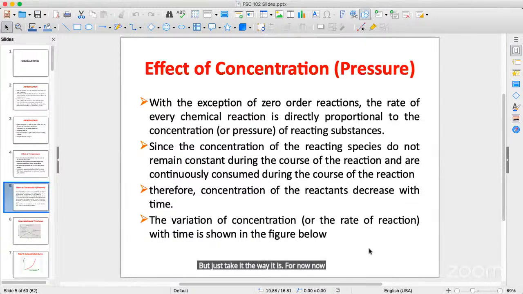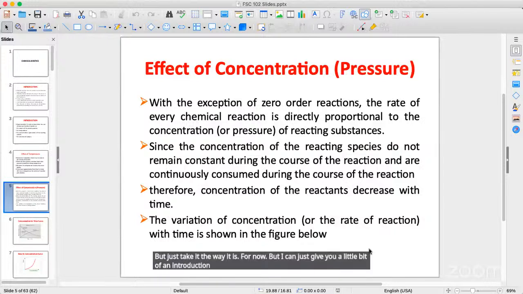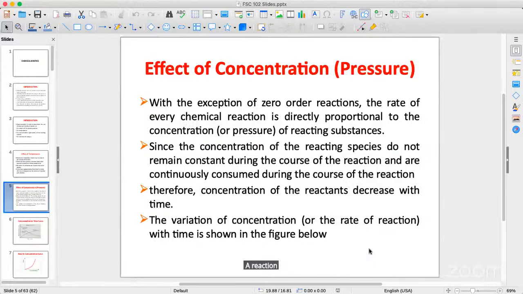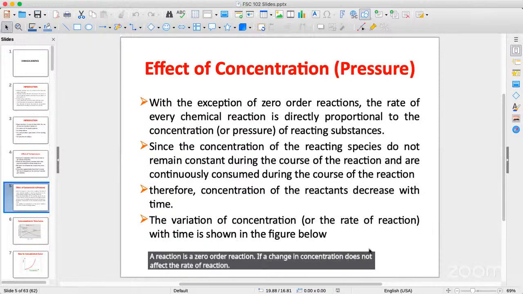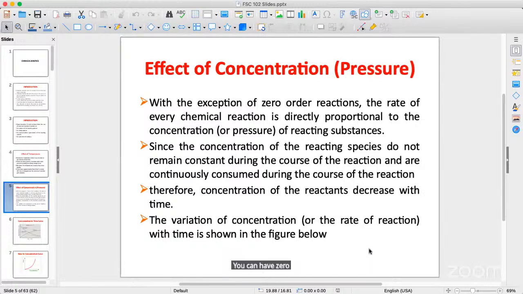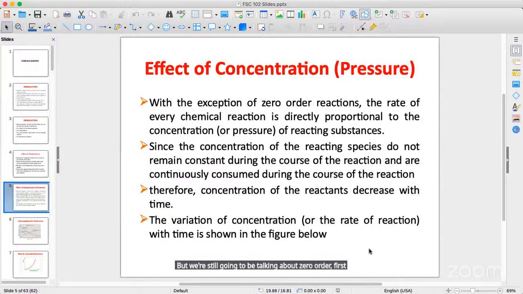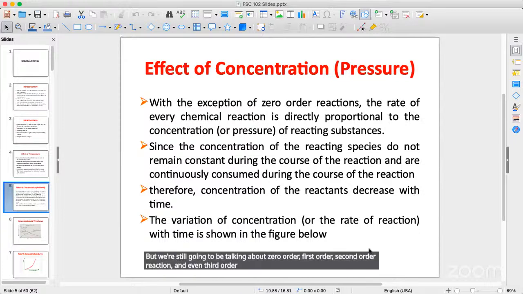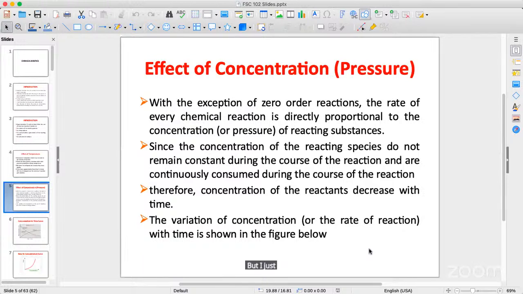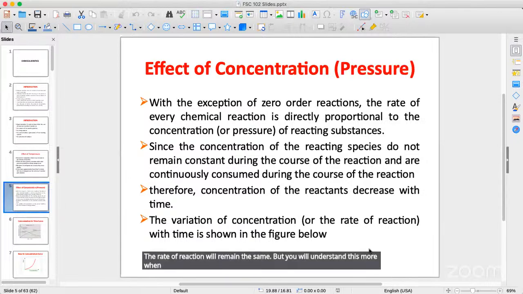But I can just give you a little bit of an introduction to what zero order reaction means. A reaction is a zero order reaction if a change in concentration does not affect the rate of reaction. You can have zero order, first order, second order, third order reaction, and even fractional order reaction. We'll be talking about these down the line. But when you say a reaction is zero order, it means that it doesn't matter what you do to the concentration, the rate of reaction will remain the same. You will understand this more when we discuss order of reaction.